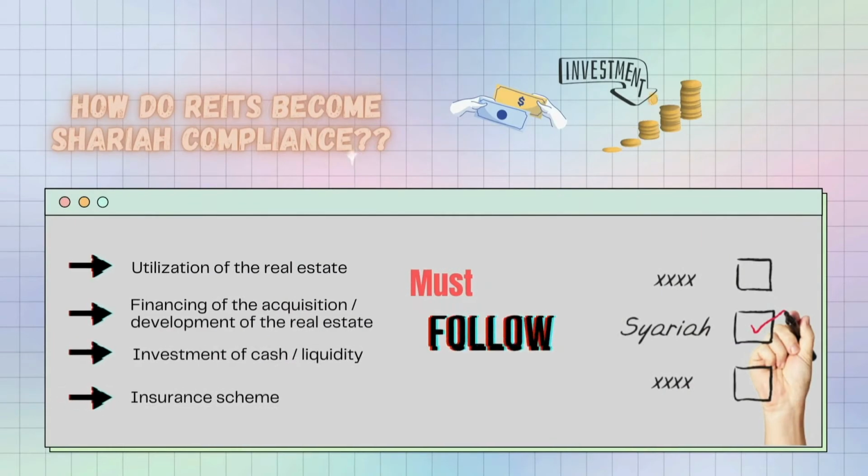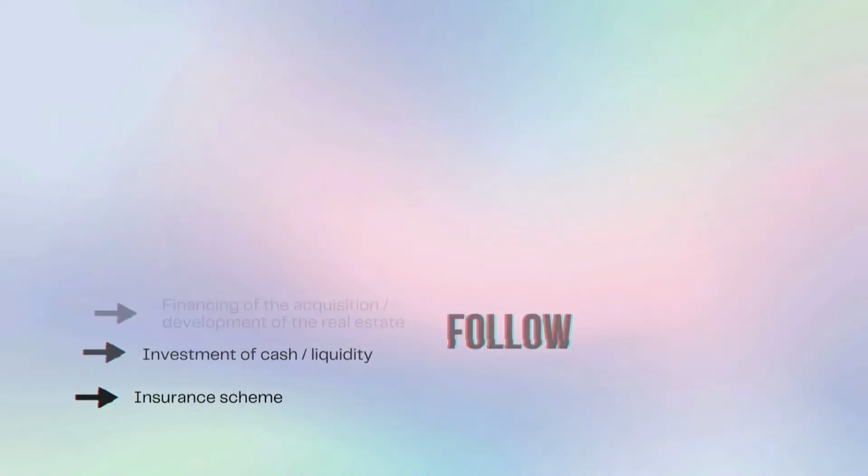There are 4 things that need to be followed in order for REITs to be Sharia compliant. First is utilization of the real estate must be Sharia compliant. Second, financing of the acquisition or development of the real estate should be Sharia compliant. Third, investment of cash or liquidity must be made in Sharia compliant instruments. And lastly, the insurance scheme for protecting the real estate should also be Sharia compliant, which is takaful.